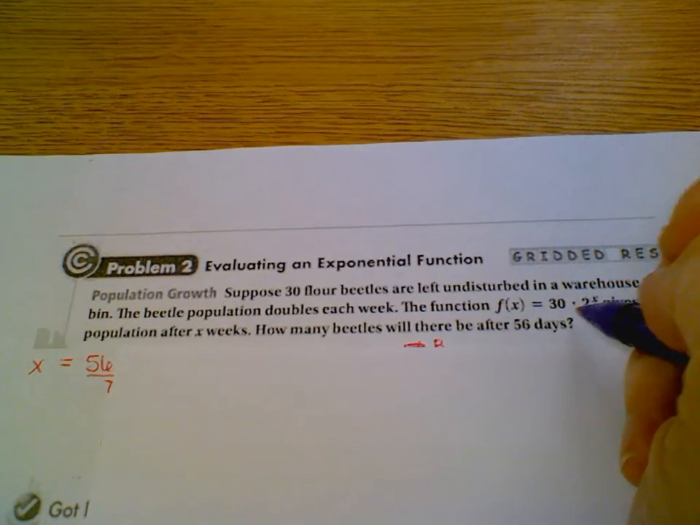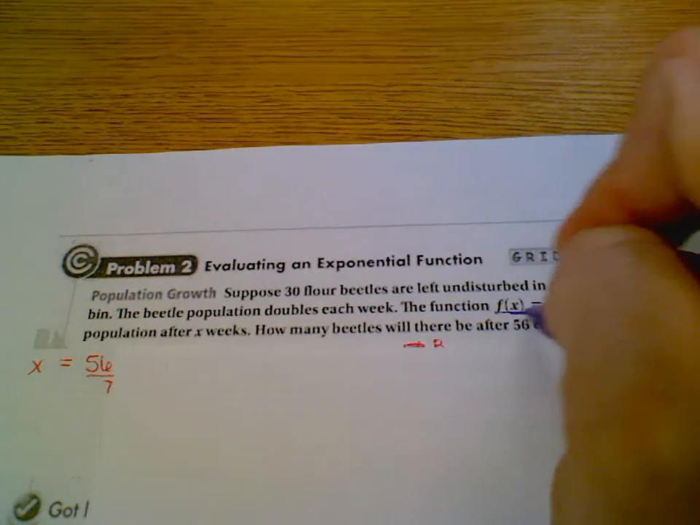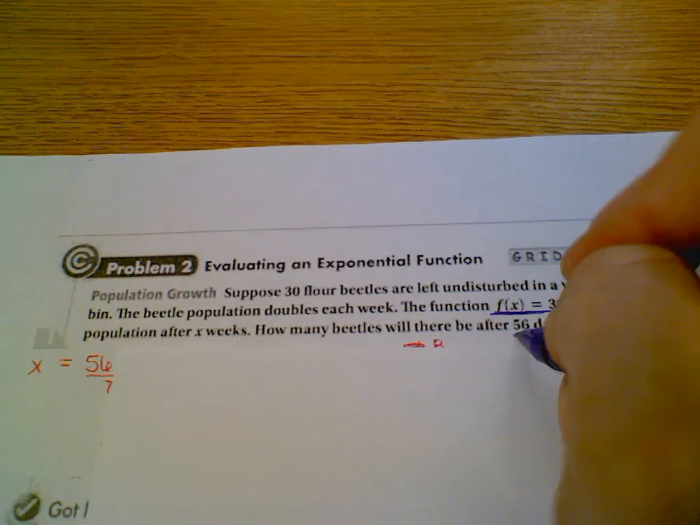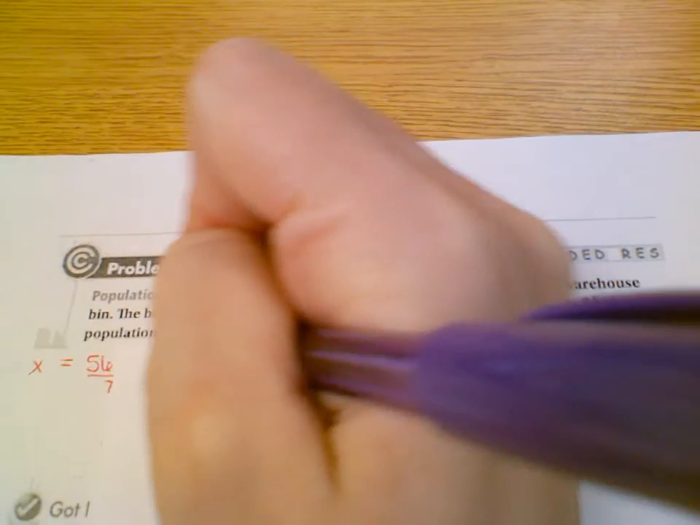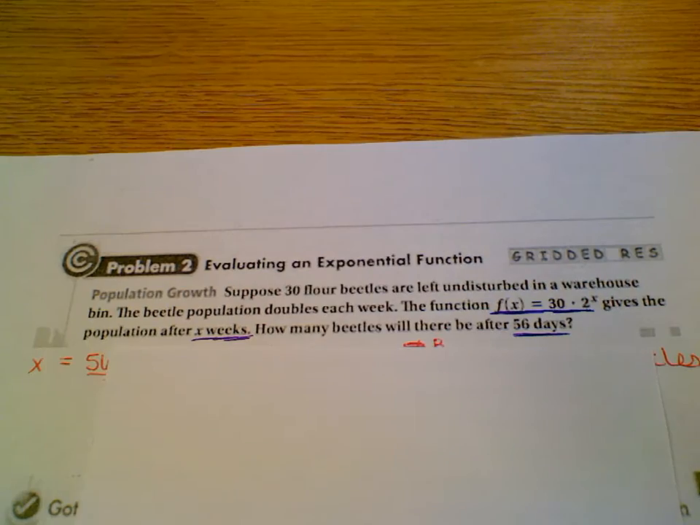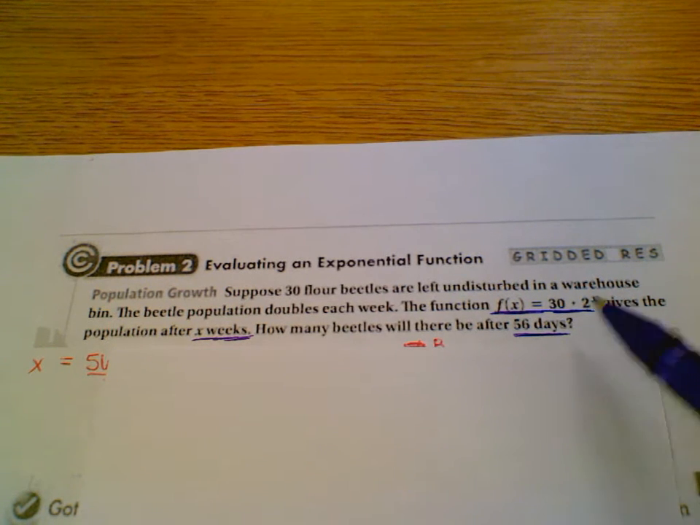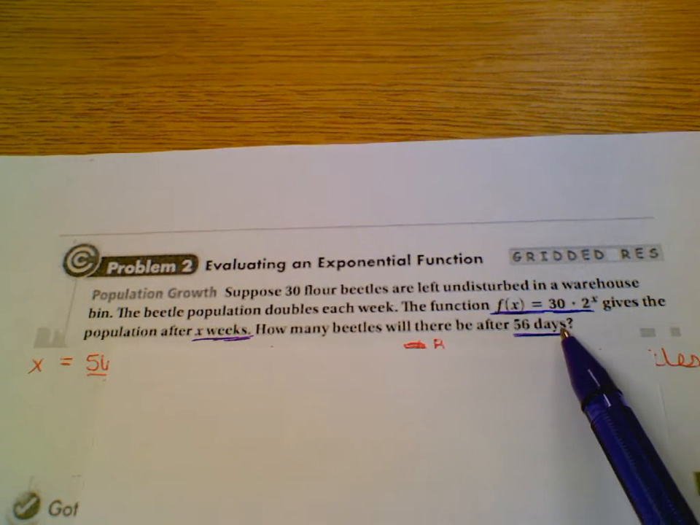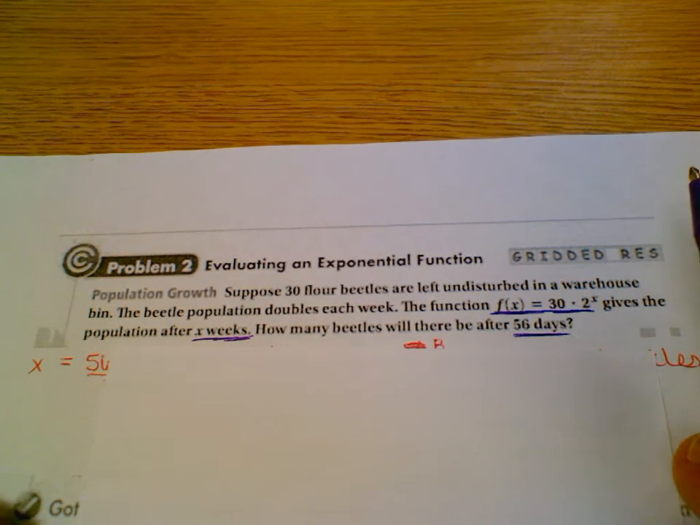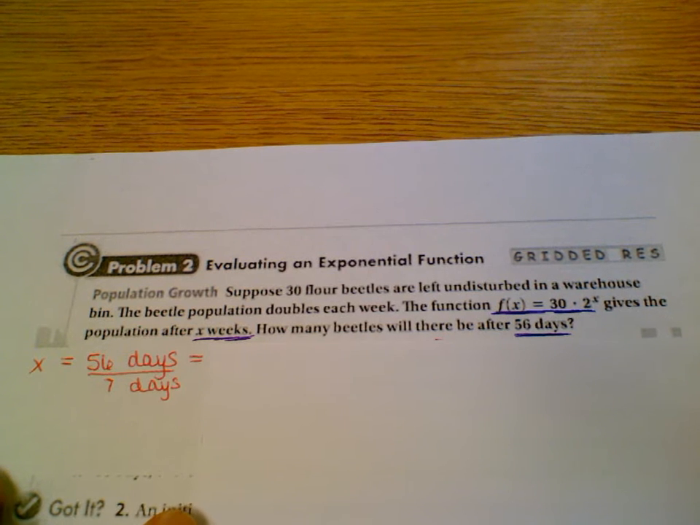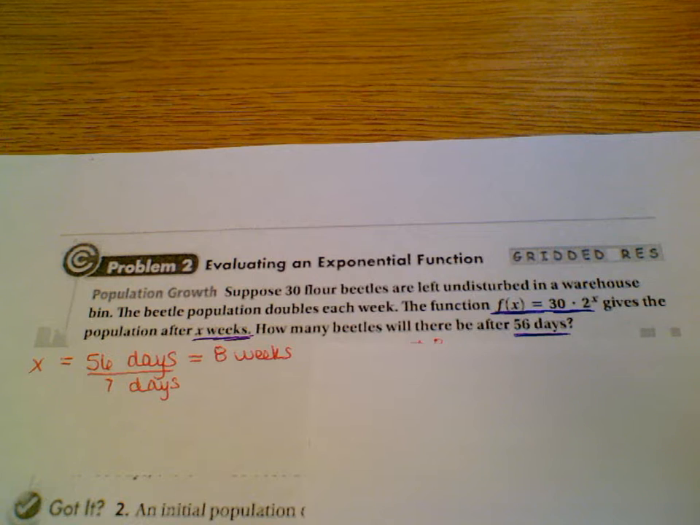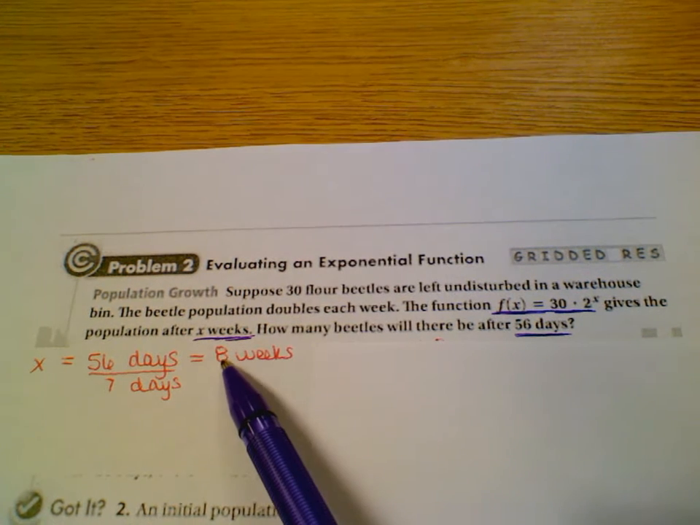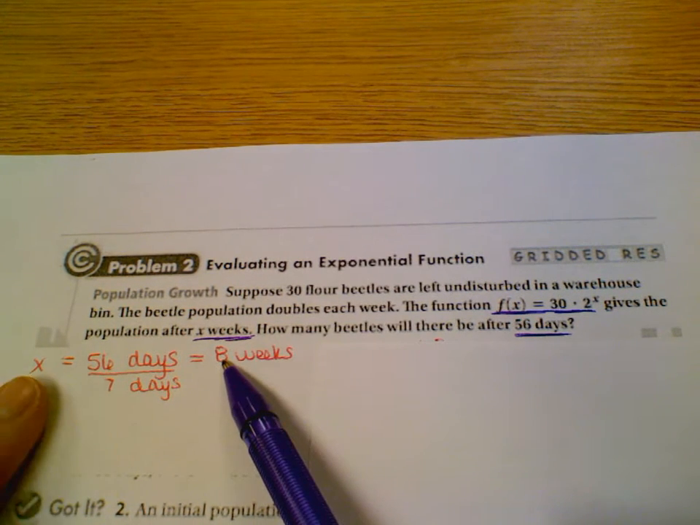So, important information. Here's my function. I have 56 days, but keep in mind that x is in terms of weeks. So before I can just plug 56 in there, I need to turn this into weeks. Think about how many days are in a week. There are 7 days in a week. So I would take 56 days and divide it by 7, and I would get 8 weeks. This is the number that I would want to plug in for the x value.